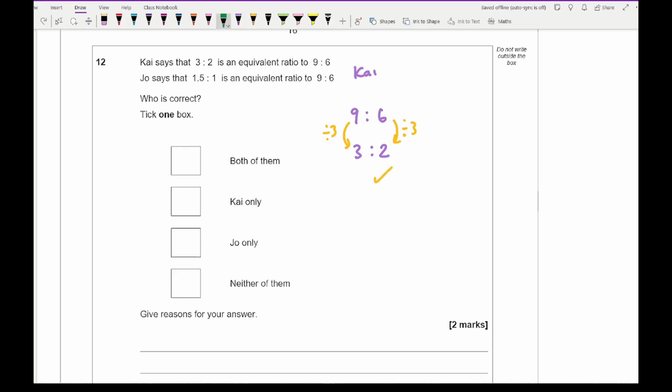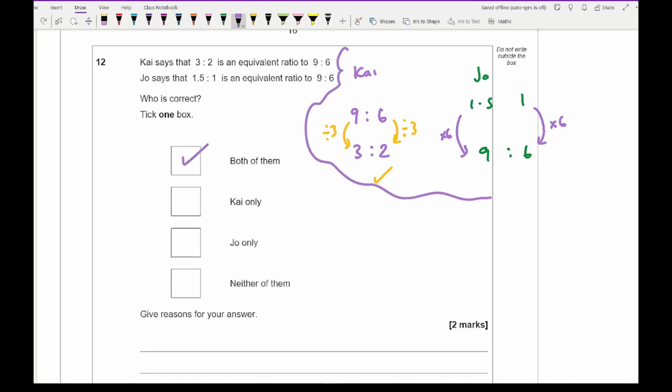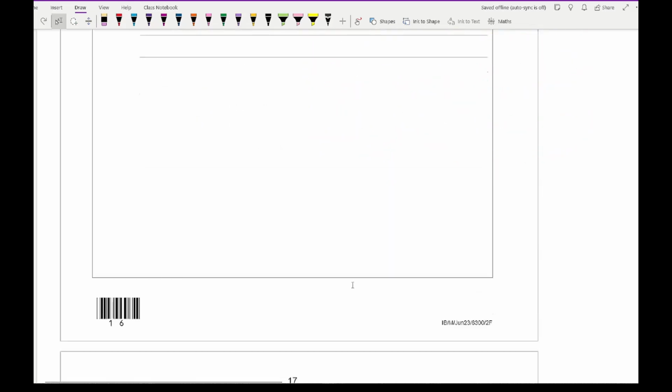Then if we look at Joe, here we've got 1.5 to 1 and 9 to 6. Now how many 1.5s do we need to make 9? Well, we're going to need 6. So if I multiply 1.5 by 6, I get 9. And if I do 1 times 6, I get 6. So actually they are both correct. And again, make sure that you do show your working out in some form of explanation, just write it in that space there.